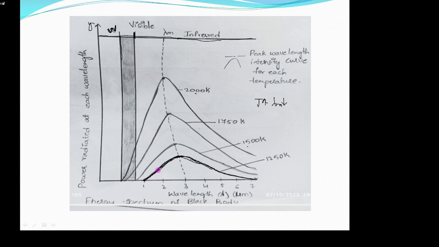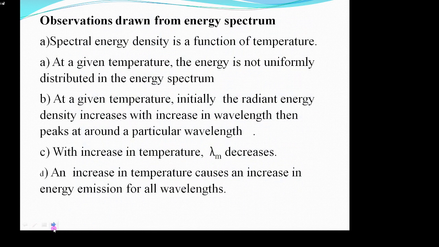Okay, first one is energy is not uniformly distributed. Next, as the wavelength increases, energy also increases and it gets maximum value at lambda m, then it decreases. Next, at a given temperature, as the temperature increases, this peak wavelength lambda m shifts towards the shorter wavelength side. Next, as temperature increases, energy radiated also increases. Okay, these are the conclusions drawn from the graph.